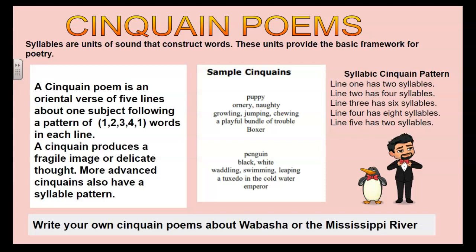You can also take it one step further and include a syllabic pattern, which is line 1 has 2 syllables, line 2 has 4 syllables, line 3 has 6 syllables, line 4 has 8 syllables, and line 5 has 2 syllables. So think about how you could use the cinquain to write a poem about Wabasha or the Mississippi River or any element of the 10 guiding questions for this project, which I can share with you if you need them. But any poem about a delicate thought is a cinquain.